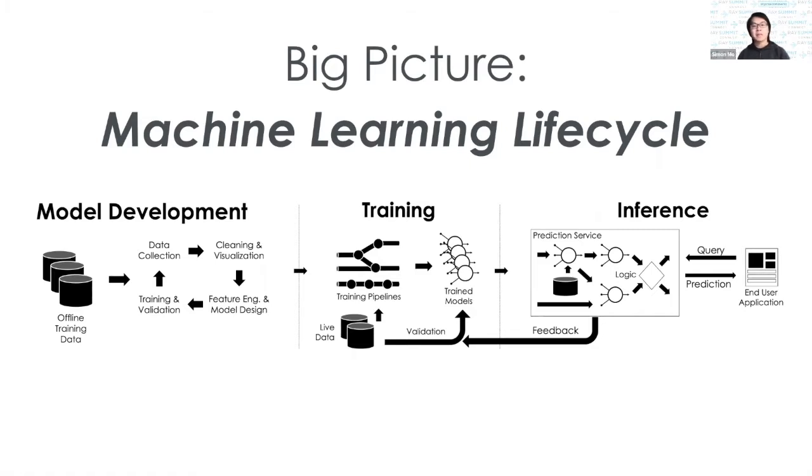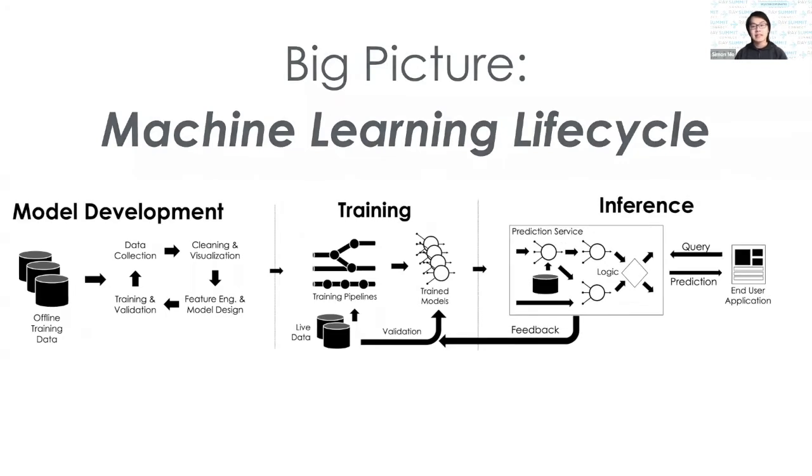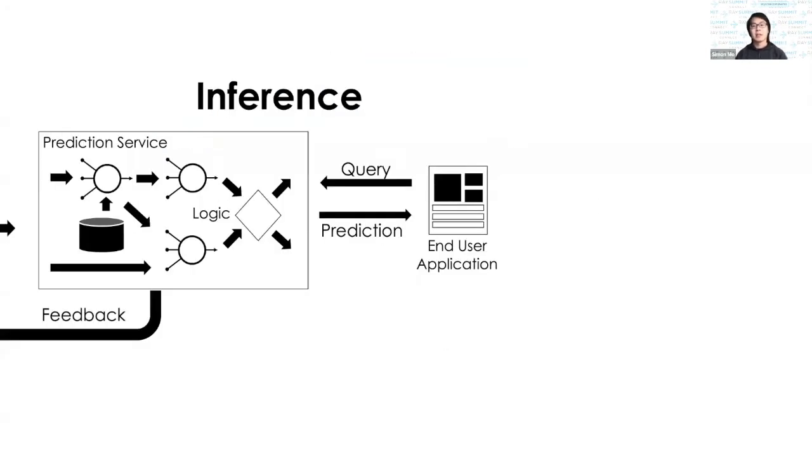What happens then after we have several trained and validated models? These models need to be put inside a prediction service suitable for end user applications. And the last stage is what we care about when serving machine learning models and deploying in production.